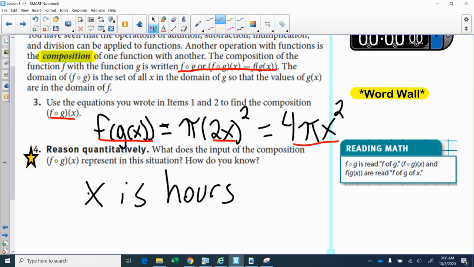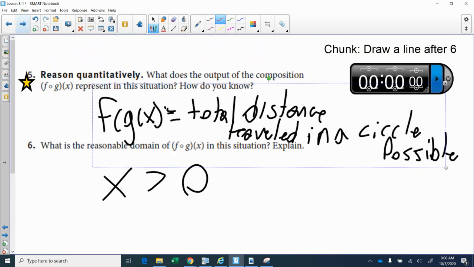Now, understanding the context of this is going to be very important. In number 4 here, they ask, what is the input of the composition? Well, now the input is hours. x is the actual amount of hours he is gone, or how long he has been walking, while the output is going to be the total distance traveled in the circle.